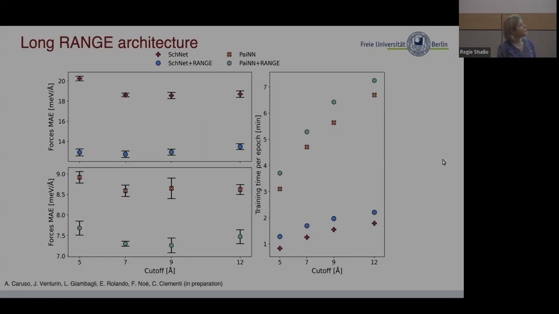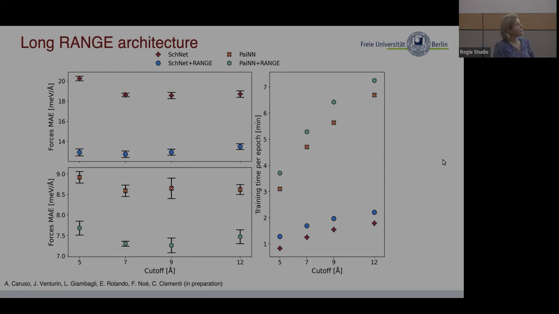And these are our results. So if you use SchNet, that is one of these global message passing, the errors decrease a bit as you increase the cutoff, but then it saturates. If you put our range global message passing, you go down dramatically. And if you use PaiNN, that is another graph neural network, more expressive than SchNet, you start lower, but with our range, you go much lower.